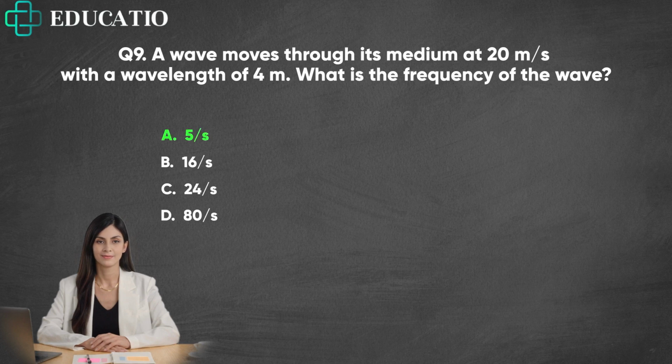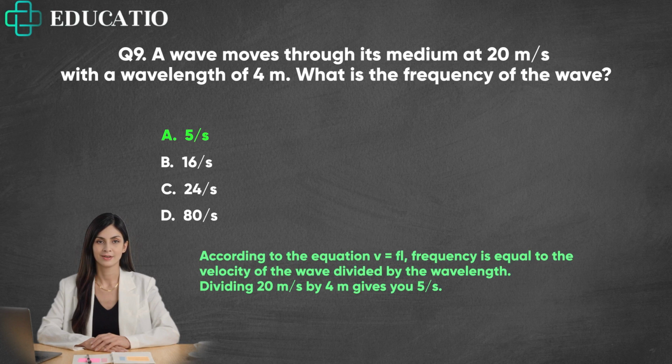Answer: A. Explanation: according to the equation V equals F times L, frequency is equal to the velocity of the wave divided by the wavelength. Dividing 20 meters per second by 4 meters gives you a 5 second inverse.